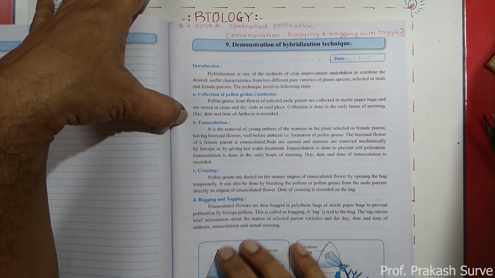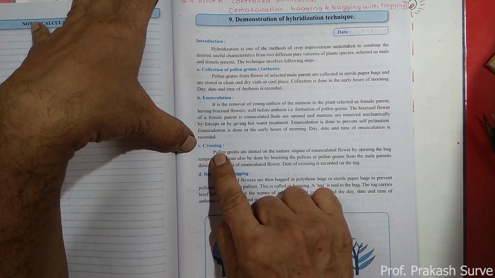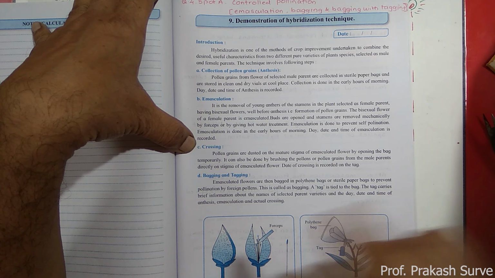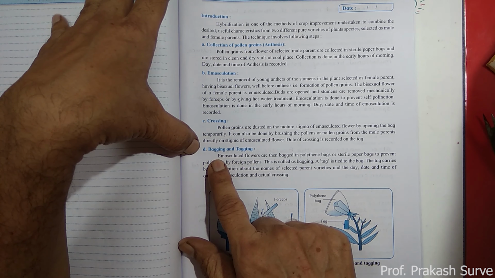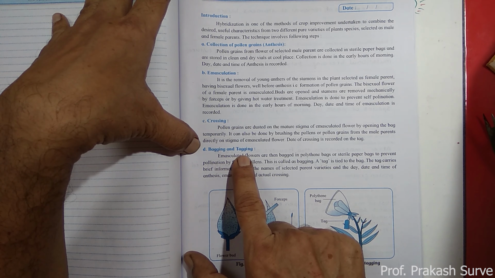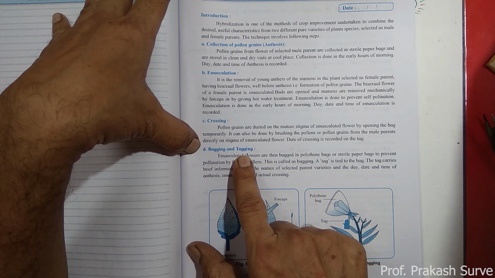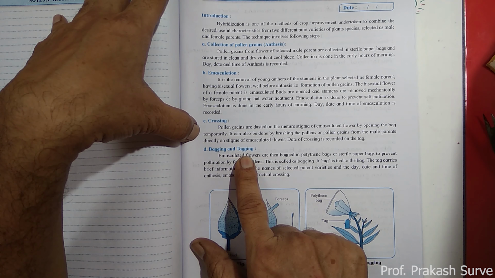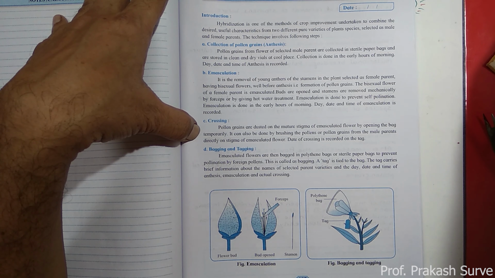Then you have to do the second step, that is, you have to cross. After removing the anthers, you dust the pollen grains of another flower, of another genetic character, and then you follow the bagging. You cover that flower so that no other pollen grain can enter inside. And then the tagging. Tagging means you write the information regarding this plant: the name of the male plant, the name of the female plant, when the emasculation was done, and when the pollination was done, so that you get the detailed information regarding that plant.